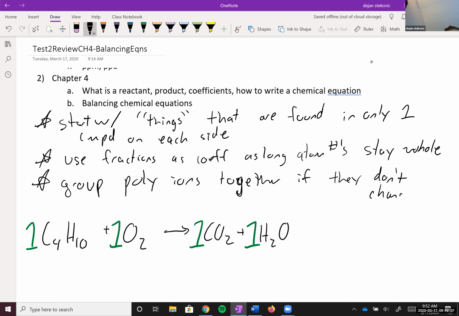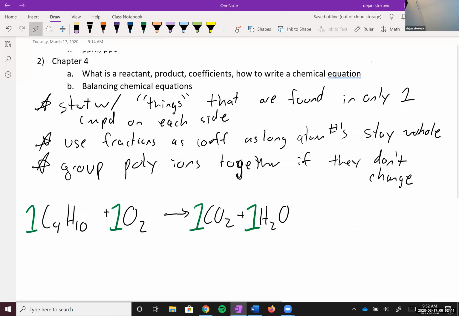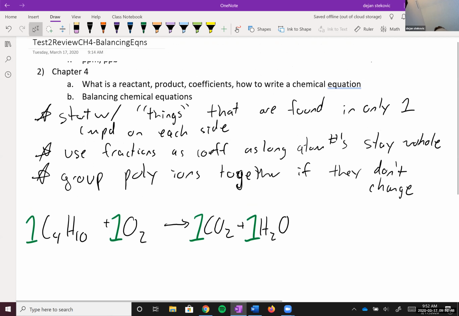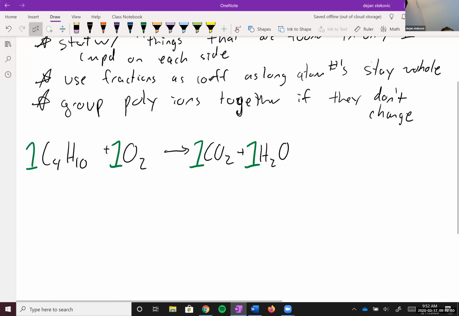So if you have like a phosphate on one side and it's a phosphate on the other, you can group it together. If you have a phosphate on one side, then it turns into a phosphite. They're different things. So at that point, you cannot group them together. So let's do just one example of balancing a chemical equation with this guy right here.